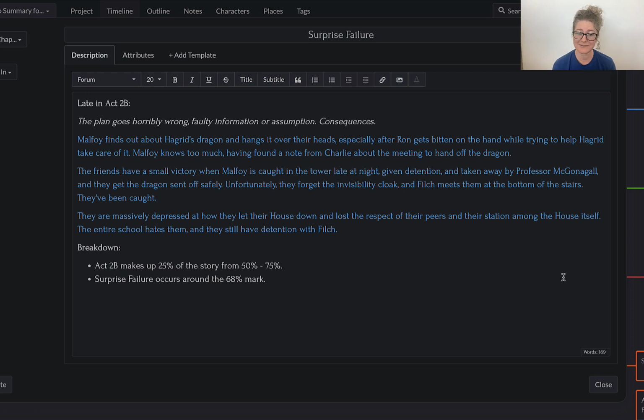Unfortunately, they forget the invisibility cloak, and Filch meets them at the bottom of the stairs. They've been caught. They are massively depressed at how they let their house down and lost the respect of their peers and their station among the house itself. The entire school hates them, and they still have detention with Filch.